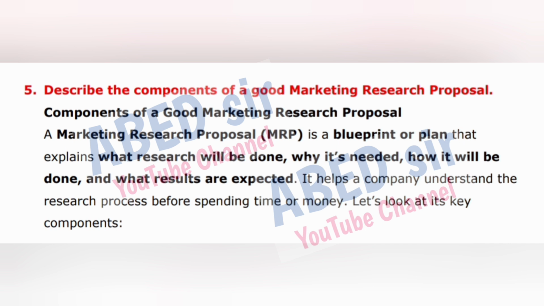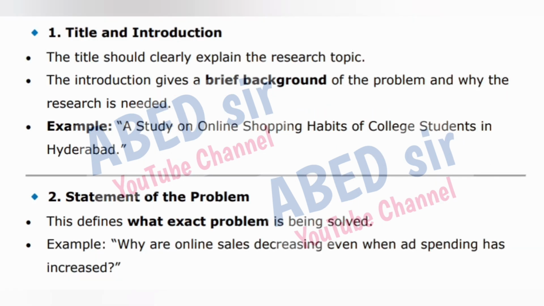Let's look at its key components. 1. Title and introduction. The title should clearly explain the research topic. The introduction gives a brief background of the problem and why the research is needed. Example: a study on online shopping habits of college students in Hyderabad. 2. Statement of the problem. This defines what exact problem is being solved. Example: why are online sales decreasing even when ad spending has increased?